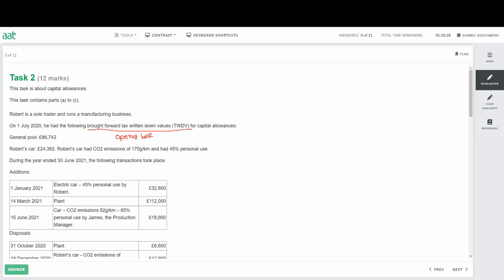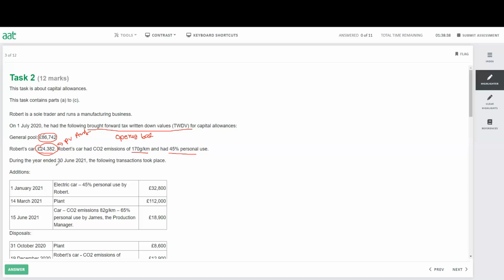So general pool with opening balance, we have general pool 86,742. Then we have a robot car, 24,382. So this is our opening balance. Now, for the robot car, we can see we have some more information. Robot car had a CO2 emission of 170 grams and had 45% personal use. If we have personal use, we need to treat this as a private use asset. So this car we take as a private use asset.